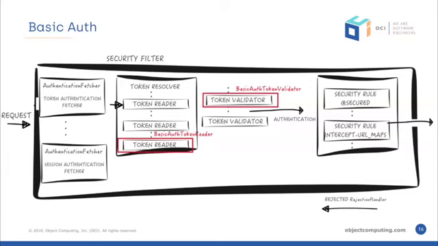One, there is a token reader, which is called basic auth token reader, and this does what you expect. Basically it reads the token from the authorization header and removes the basic prefix, and I believe it returns the token. I don't know if it decodes the token there or if the base64 decode happens in the basic auth token validator. I believe it happens in the basic auth token validator.